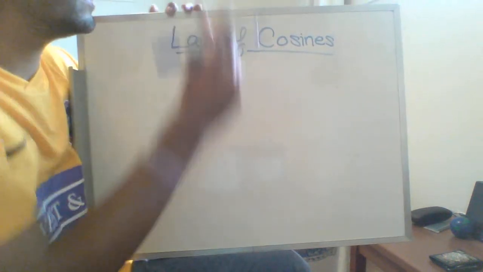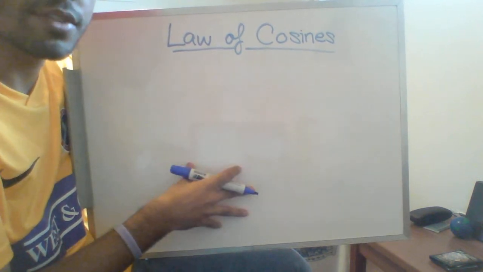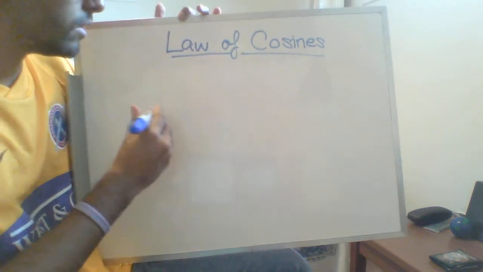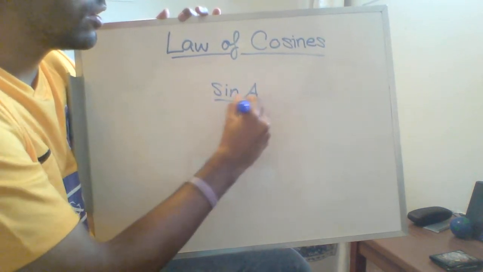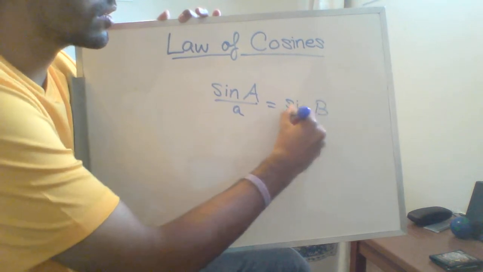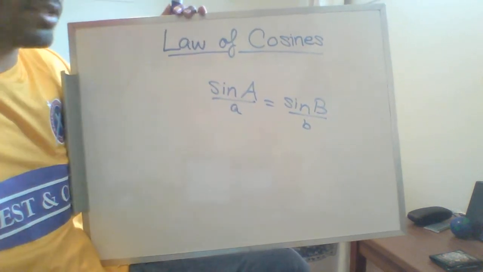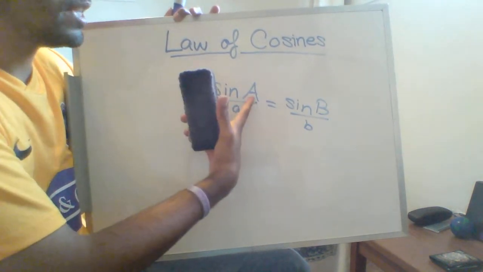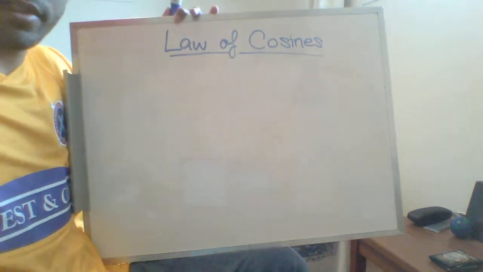Hey guys, so in this video we're going to be talking about the law of cosines. Now in the last video we talked about the law of sines, which looks something like this. Sine A over little a equals sine B over little b, and same for sine C and little c. Now remember, big A is the angle, little a is the side length, and same for B and C.